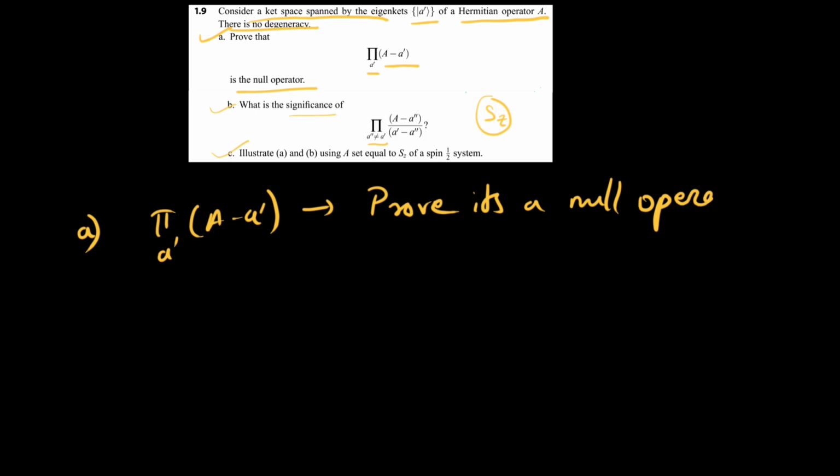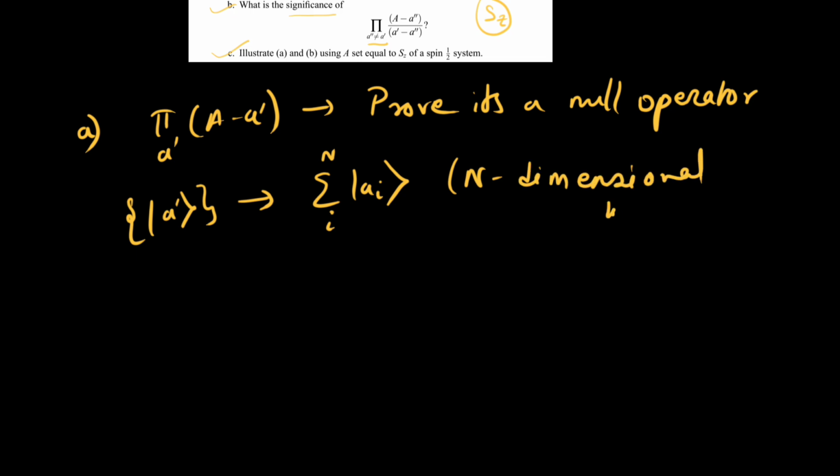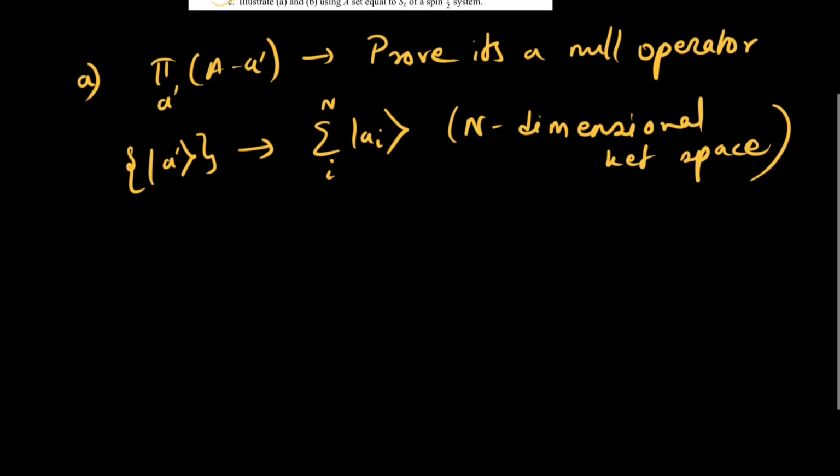Alright, so let's start. Let's see what we have in the first question. We have been given the product over a' of (A - a'), and we have to prove that it's a null operator. So the ket space that we have been given, |a'⟩, let's write it as a set of basis kets |a_i⟩, where i goes from 1 to some n. Let's consider some n-dimensional ket space. A is a Hermitian operator and the |a_i⟩ are its eigenkets, so if we operate A on |a_i⟩, we should get the eigenvalue a_i and the ket |a_i⟩ back.